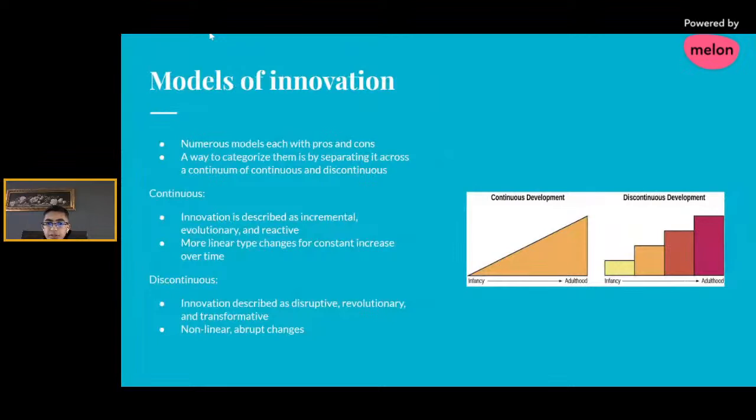Next, models of innovation. There are numerous models, each with their own pros and cons, and a way to categorize them is by separating it across a continuum of both continuous and discontinuous models. Continuous models are innovation that is described as incremental, evolutionary, and reactive. These are more linear type changes for constant increase over time. Discontinuous models are innovation that are described as disruptive, revolutionary, and transformative, and these are more non-linear, abrupt changes.